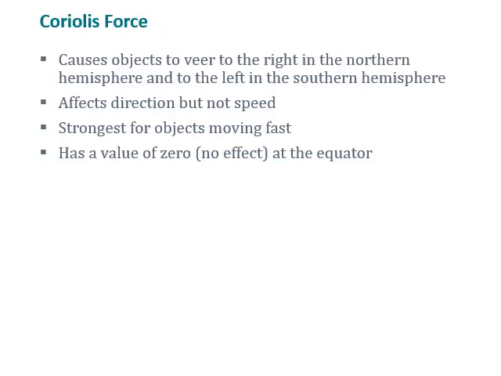The third factor that affects wind speed and direction is the Coriolis force. The Coriolis force causes objects to veer to the right in the northern hemisphere and veer to the left in the southern hemisphere. This affects direction but not speed, and it is strongest for objects moving fast. At the equator, it has a net value of 0 or no effect.